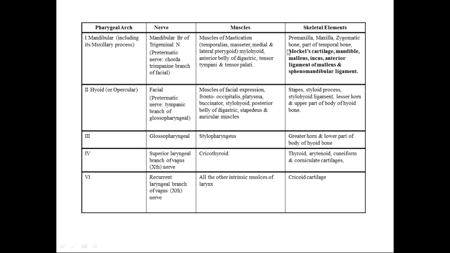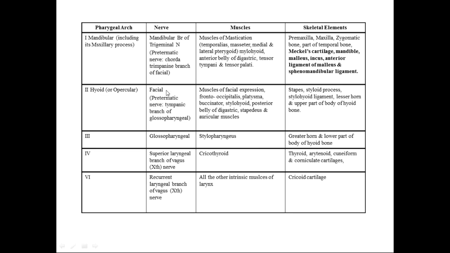Now what skeletal elements will be formed from this mandibular arch? Premaxilla, maxilla, zygomatic bone, temporal bone, Meckel's cartilage, which will be forming mandible, malleus, incus. Along with that, it will be forming two ligaments, anterior ligament of malleus and sphenomandibular ligament, which is another accessory ligament to temporomandibular joint.